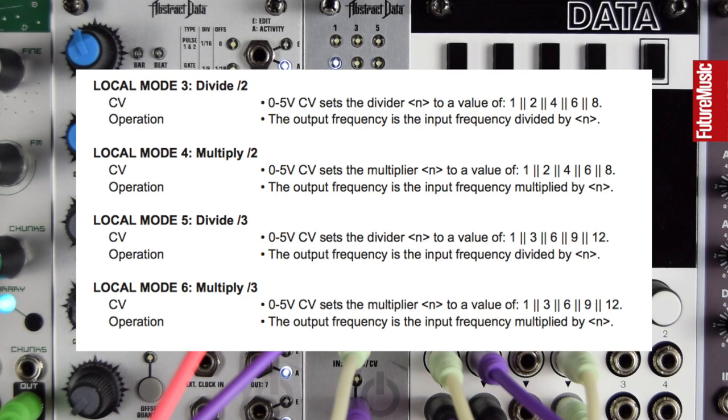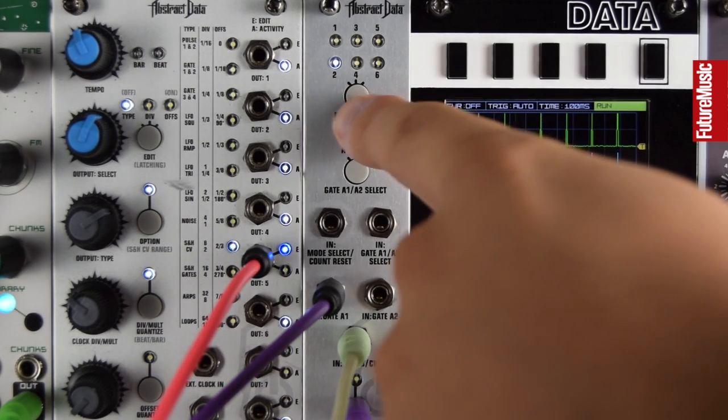And local modes 3, 4 and 5 offer us various combinations, again, of multiplication and division, rather than going 1, 2, 3 or 5, we might have a divide by 1, 2, 4, 6, 8, multiply 1, 2, 4, 6, 8, 1, 3, 6, 9, 12, and so on. So let's go to the other local modes and check out some of the other dividing and multiplying factors.